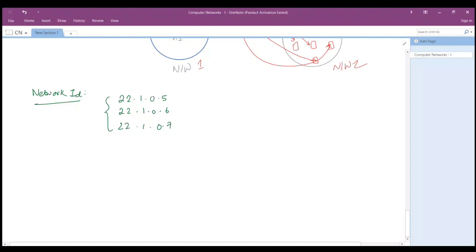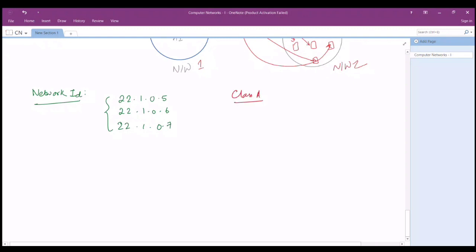Can anyone guess which class all these IP addresses belong to? Any answers? Which class do all these three IP addresses belong to? How can you check which class an IP address belongs to? What is the range of IP addresses for class A? Now we look at class A.